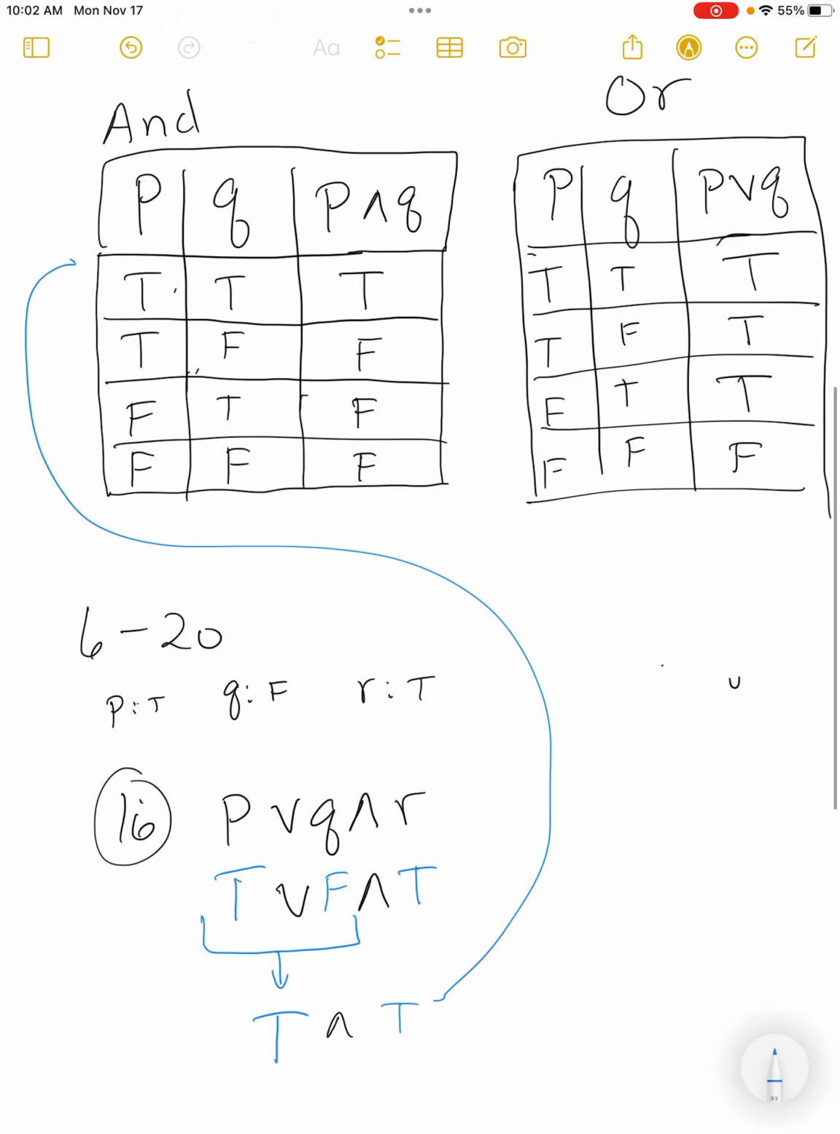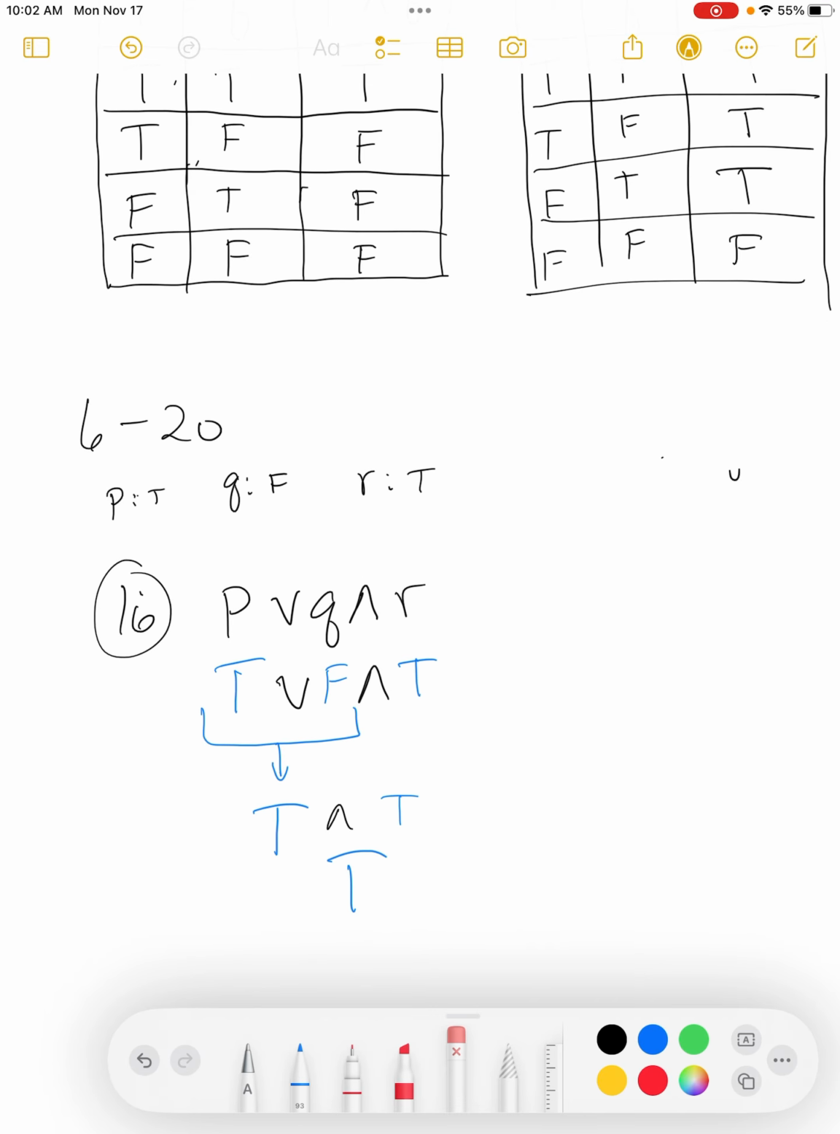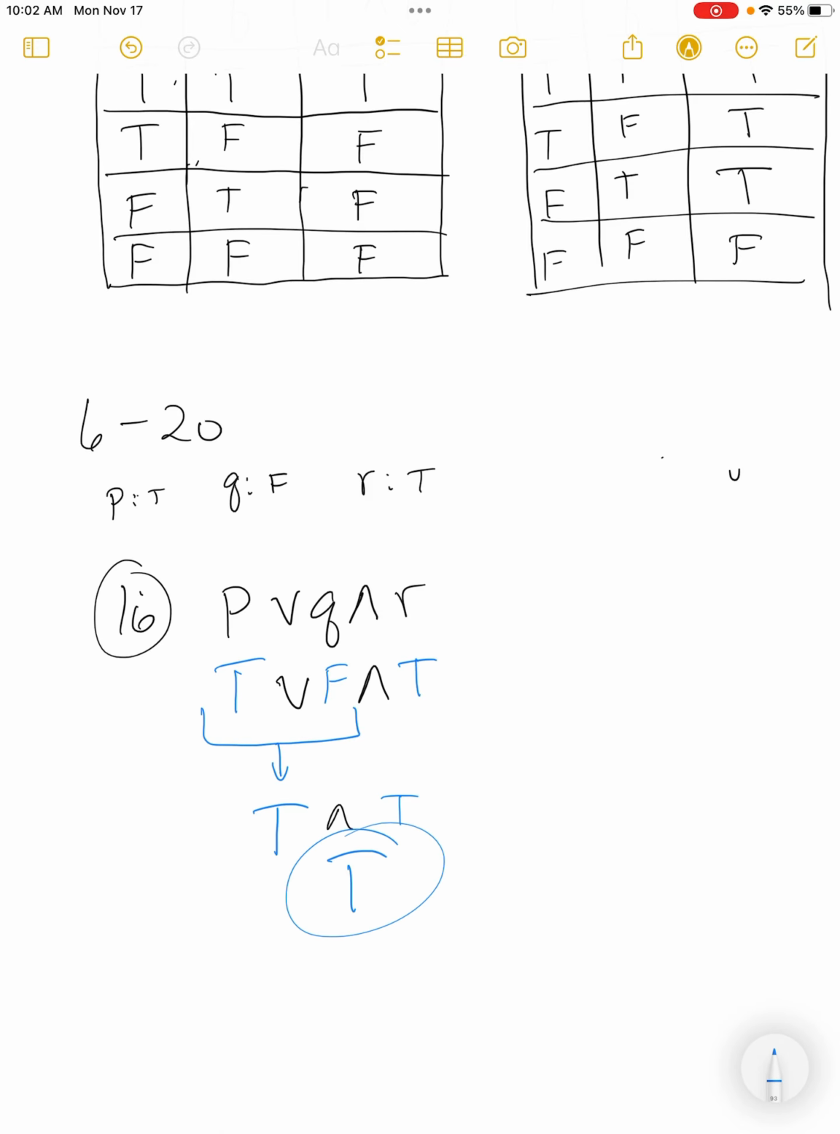So what is that? Well, I go to my and table and I look for true and true. And there it is in the first row, and it's telling me the result is true. It's the only time an and is true is if they're both true. And so we get the right answer coming out of there, and we have a nice true statement. And that's our answer in there. That's what your homework's going to look like as we go through.